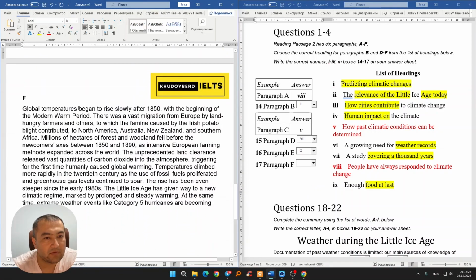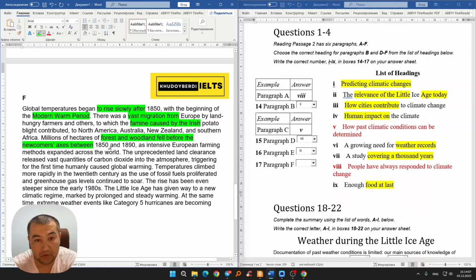Global temperatures began to rise slowly after 1850 with the beginning of the modern warm period. There was a vast migration from Europe by land-hungry farmers and others, to which the famine caused by the Irish potato blight contributed. To North America, Australia, New Zealand, and Southern Africa, millions of hectares of forest and woodland fell before the newcomers' axes. So human impact would be, right?